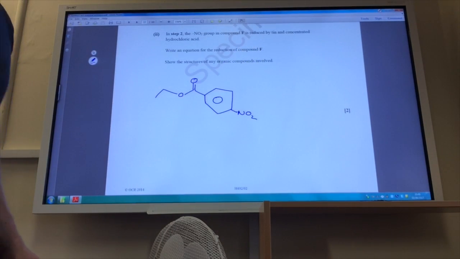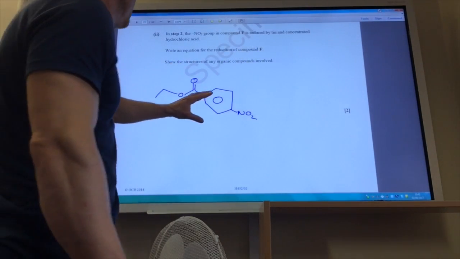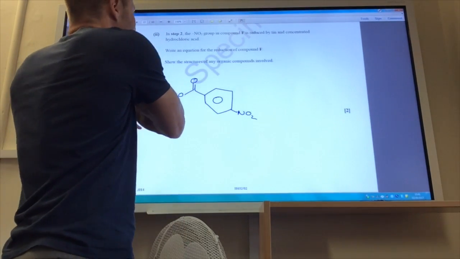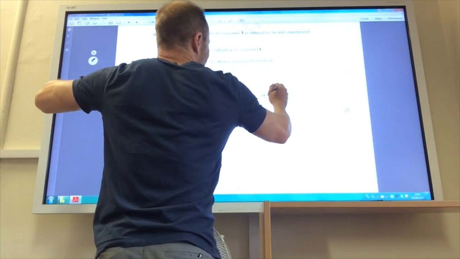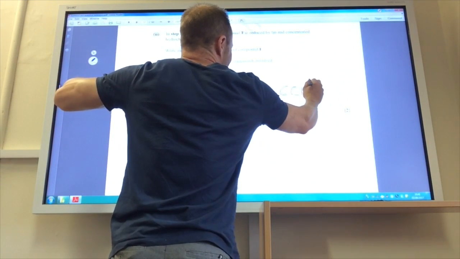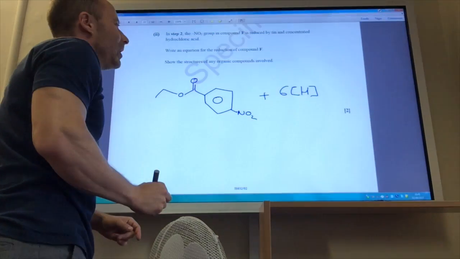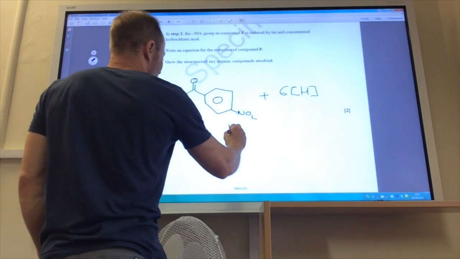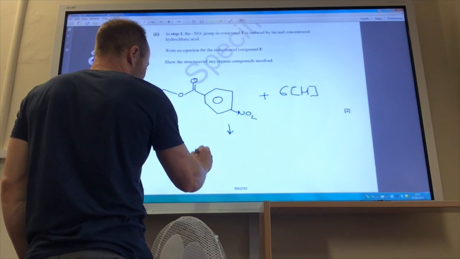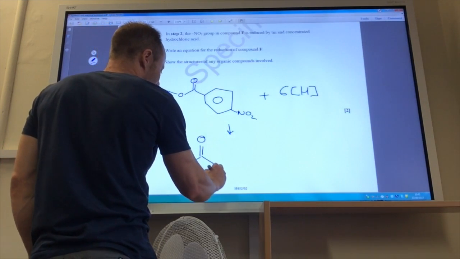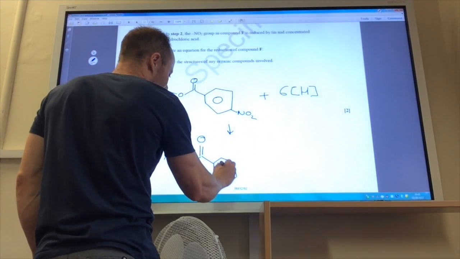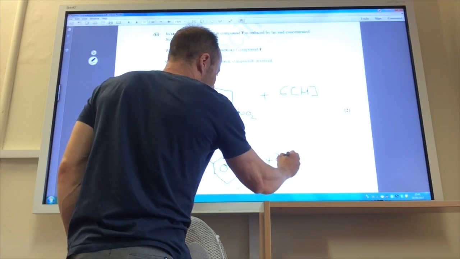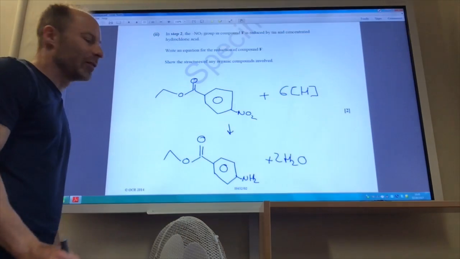Okay, in this next step, it wants me to reduce this nitro group using tin and concentrated hydrochloric acid. So, write an equation. Now remember that when I represent the reducing agent, I do a square bracket H, and I need 6 of these for this reaction to give me the product required, which has changed my NO2 group into an NH2 group, like so, and I also make 2 water molecules as well.